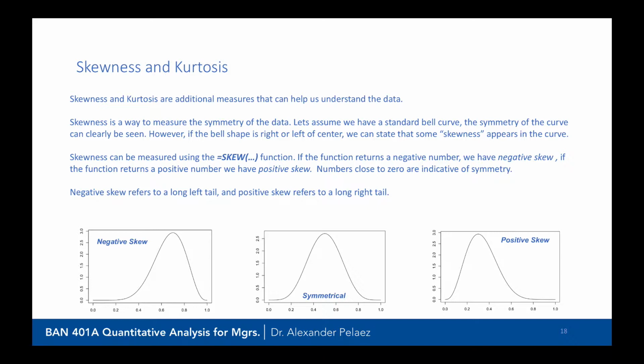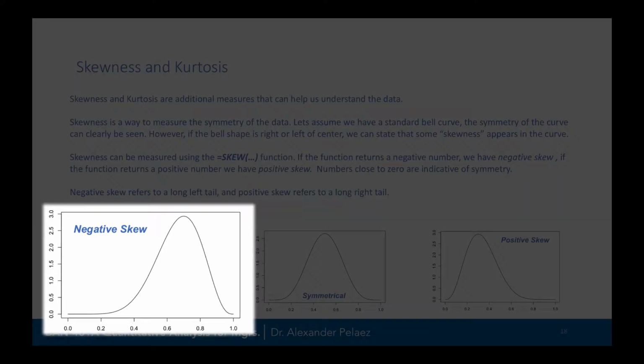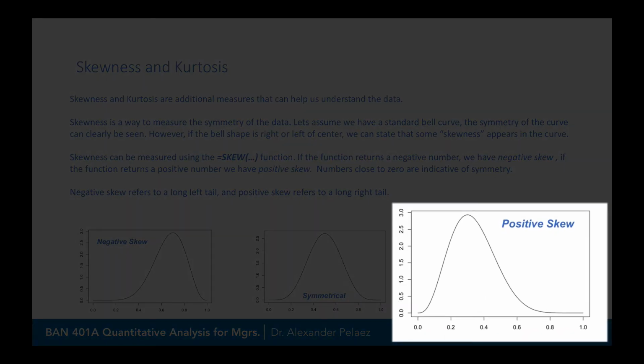Now, if we have a skewness, which we can measure in Excel using the SKEW function with the data put in, and the function returns a negative number, we have a negative skew. If the function returns a positive number, we have a positive skew. Numbers close to 0 are indicative of symmetry. So a negative skew is the one on the left, and it refers to a long left tail. When we say negative skew, you're looking at where the tail is. The tail will be to the left. And if we're doing a positive skew, the tail will be to the right. That's where the long tail is.